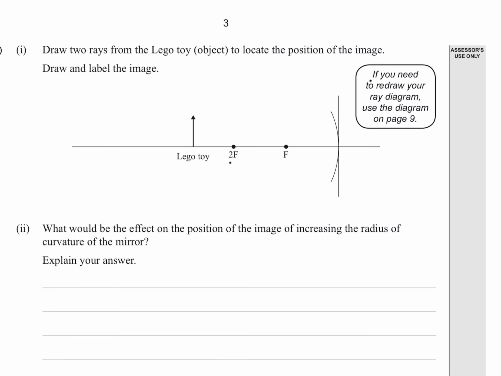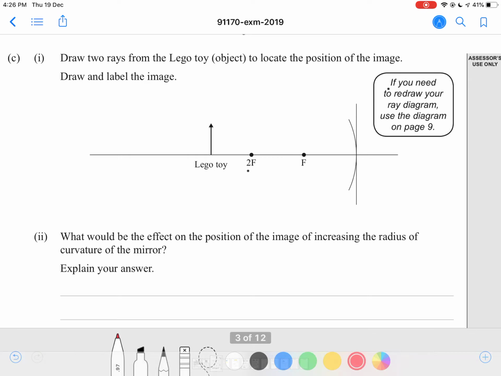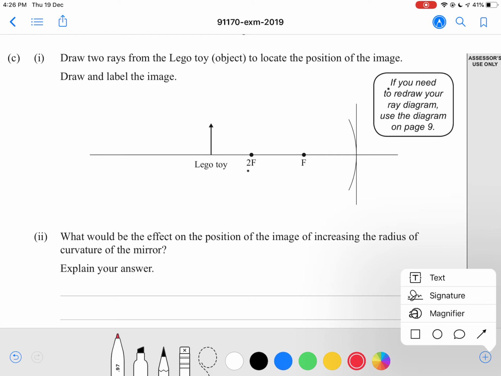Alright, moving along. CI. Draw two rays from the Lego toy to locate the position of the image. You have to draw and label the image. Okay. So for this question, we have to use the laws between concave mirrors and rays in order to locate our image.